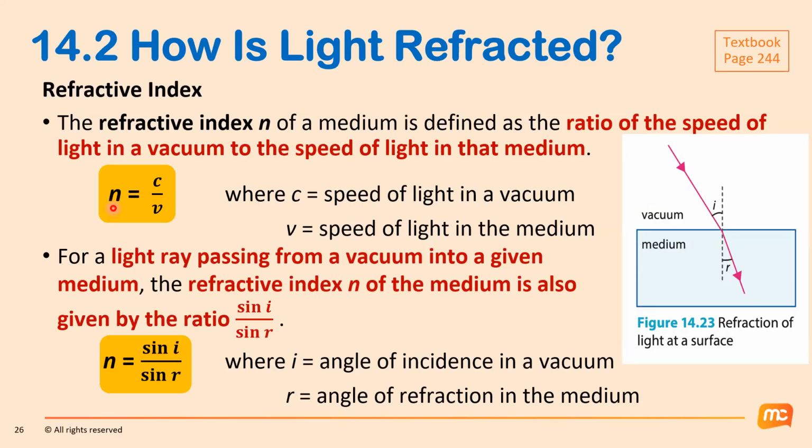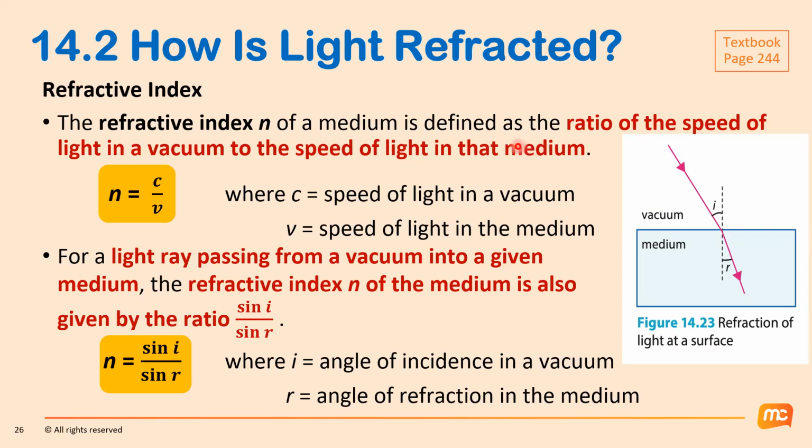You need to know that refractive index is actually a measure of the optical density. We cannot just say that glass is optically denser than air. But how much is it optically denser by? So we use a number to represent the optical density of different medium, and that number is called the refractive index of the medium. So refractive index of a medium is defined as the ratio of the speed of light in vacuum to the speed of light in that medium.